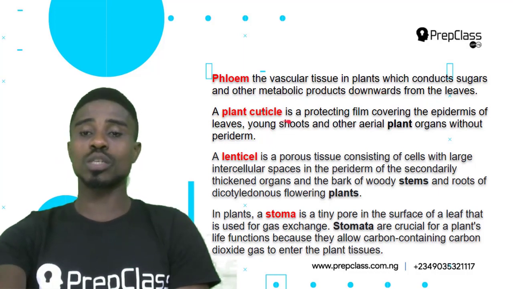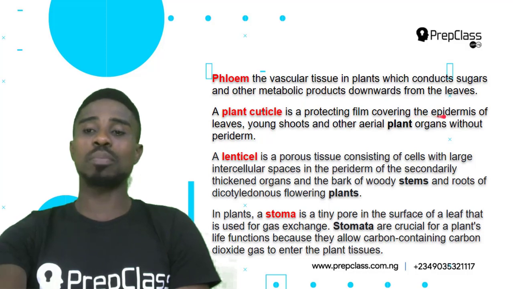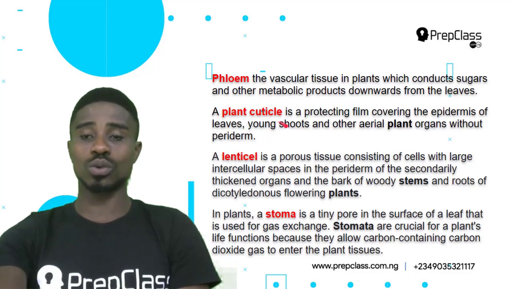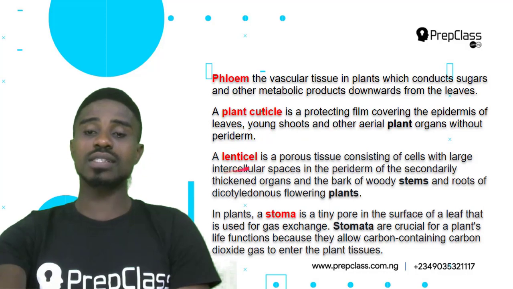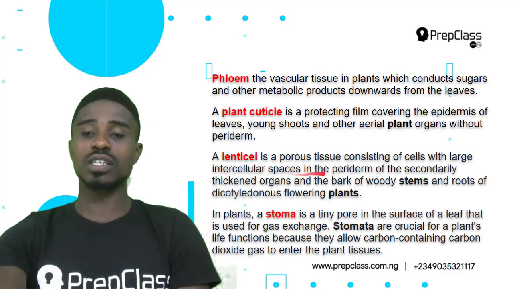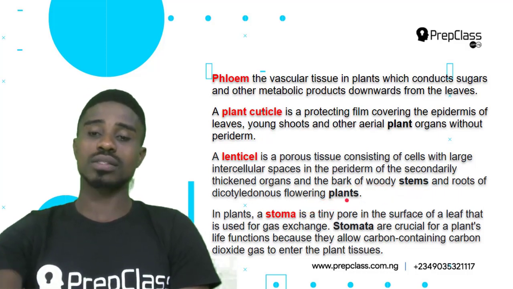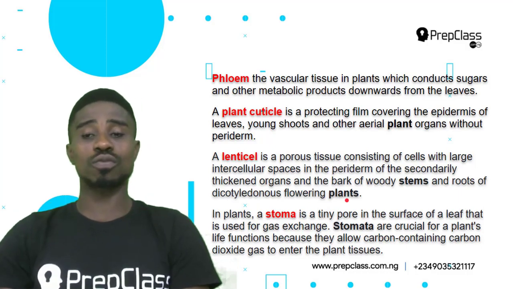A plant cortical is a protective film covering the epidermis of the leaves, young shoots, and other aerial plant organs without periderm. So it covers the epidermis of the leaves. That's the plant cortical. So it's not our correct answer. A lenticel is a porous tissue consisting of cells with large intercellular spaces in the periderm of the secondarily thickened organs and the bark of stems and roots of dicotyledonous flowering plants. So it makes up the bark of trees.